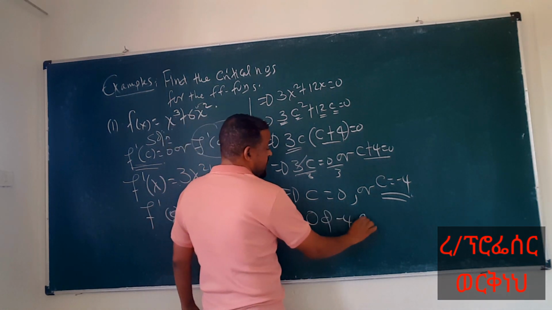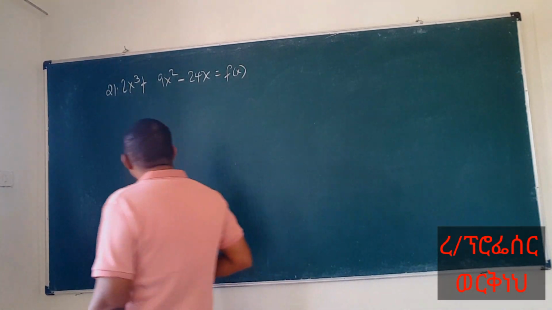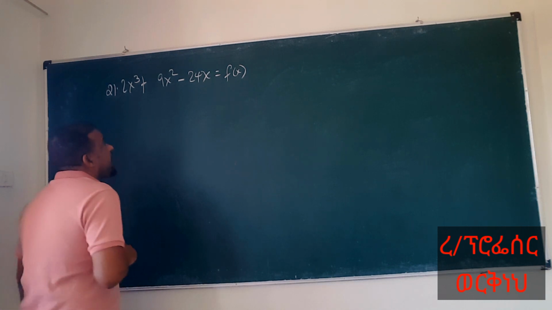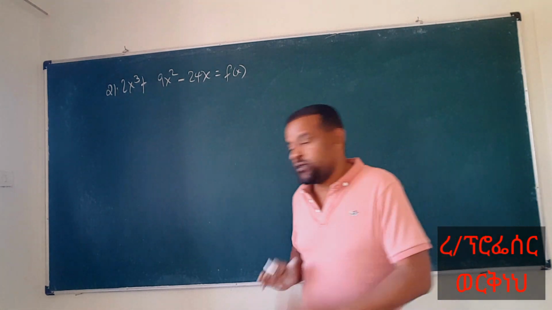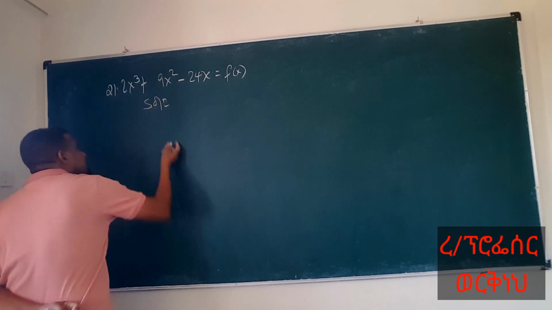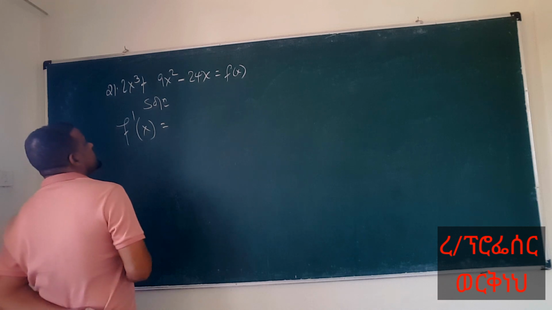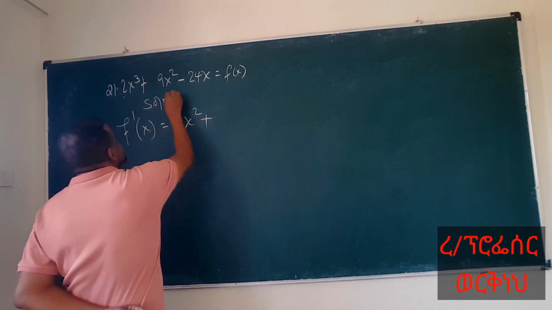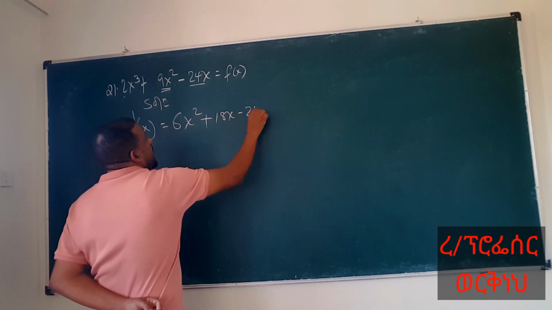Therefore 0 and negative 4 are the critical numbers. So let's do the second example: f of x is equal to 2x cubed plus 9x squared minus 24x. This is also one of the exercises from your textbook. Our objective is to find the critical numbers, so first find the derivative of this function: 6x squared plus 18x minus 24.